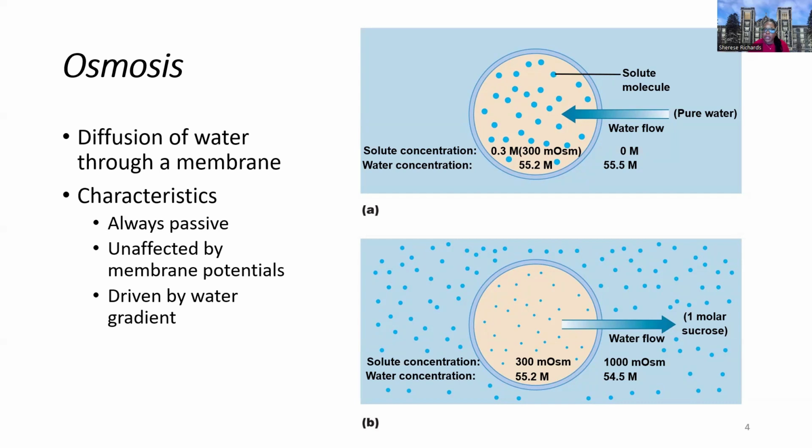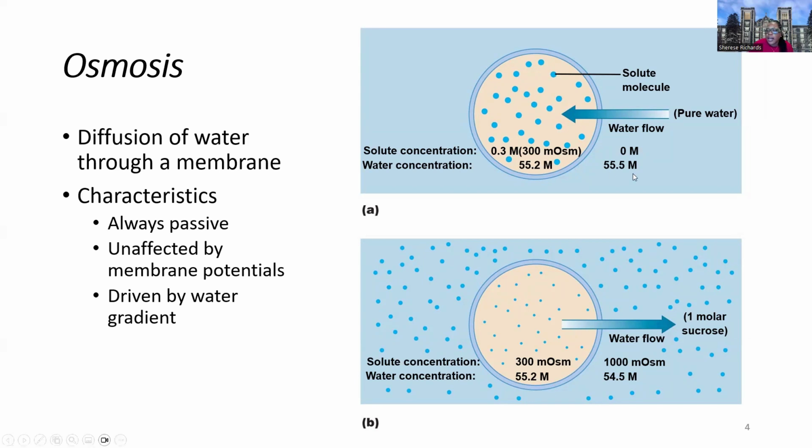Remember, the electrical forces are only acting on charged particles. So when we speak about the membrane potential and the electrical driving force, we're really only looking at solutes that have a charge, sodium, potassium, etc. So water, being uncharged, is completely unaffected by the membrane potential. And then thirdly, it is driven by the water gradient. And interestingly, we want to think about the water gradient as being opposite of the solute gradient.